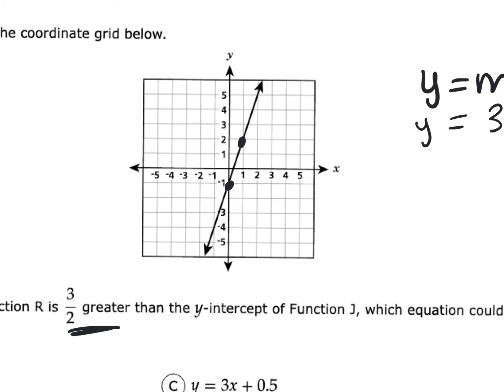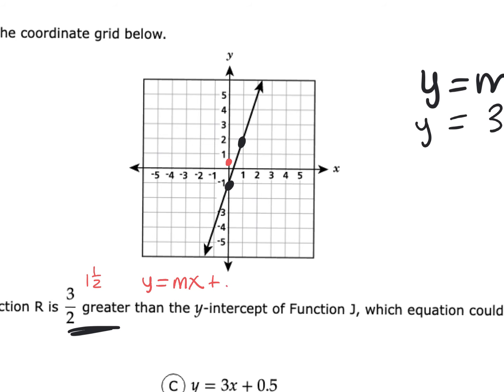It's 3/2 bigger, so that's really 1.5. So we would just go up 1.5 on the y-axis. So that means our new function is y equals some slope value times x, plus 1.5. Oh, 0.5. Sorry, I didn't read that carefully.